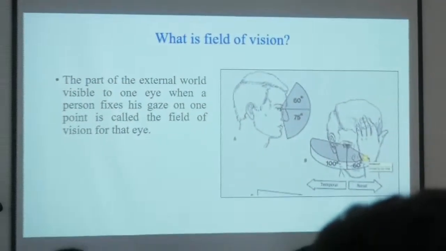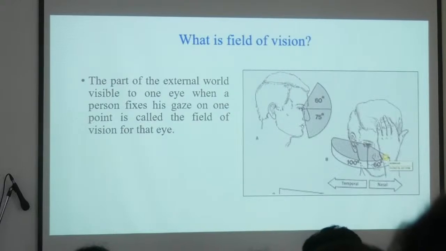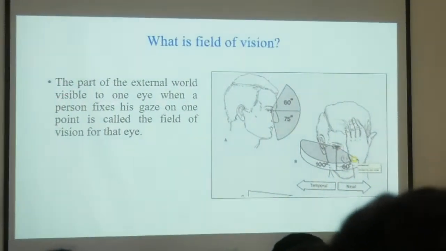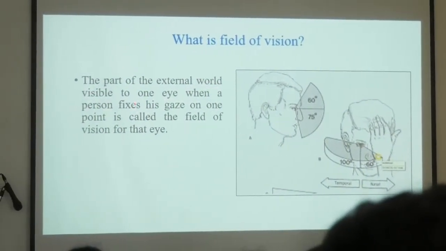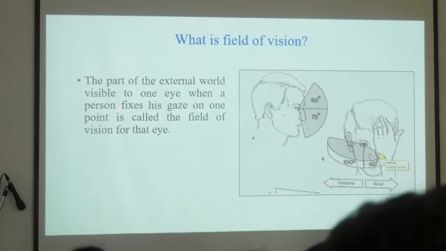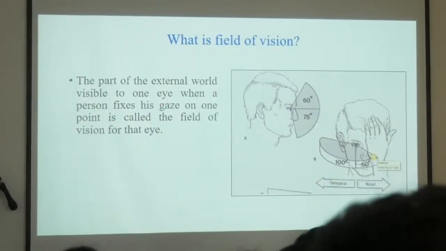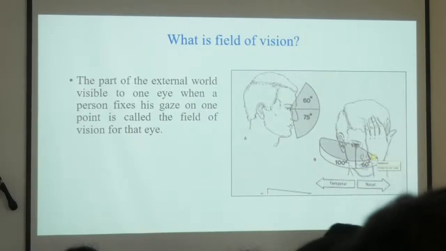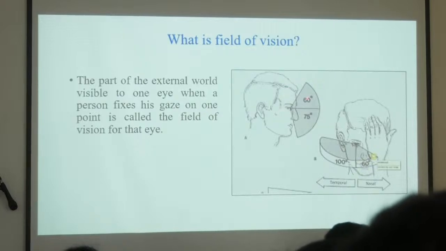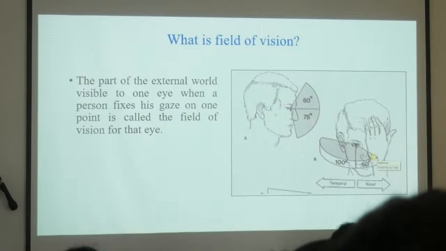Okay, next, field of vision. Here we have the normal field of vision. The part of the external world visible to one eye when a person fixes his gaze on one point is called the field of vision for that eye. Say, for example, in this subject the left eye is closed and the person is seeing only with the right eye. Above, up to 60 degree the person is able to see, and below, up to 75 degree. This is in the vertical axis.